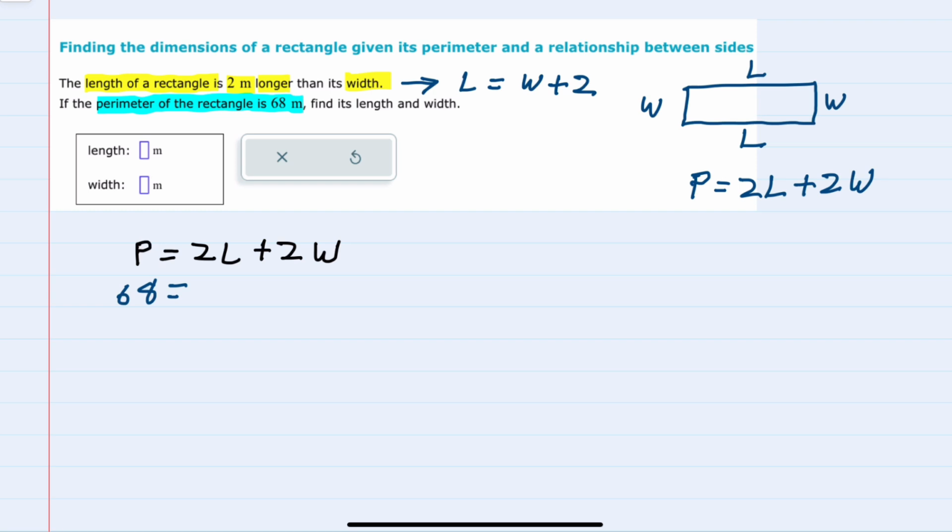I can substitute this expression in for my L as 2 times length, but replacing length with W plus 2, and then bringing down the rest of that equation, the plus 2W. I now have a single equation with only one variable, W. So I should be able to solve for W, and my first step to do so would be to get rid of those parentheses. I can distribute this 2 to both terms inside the parentheses.